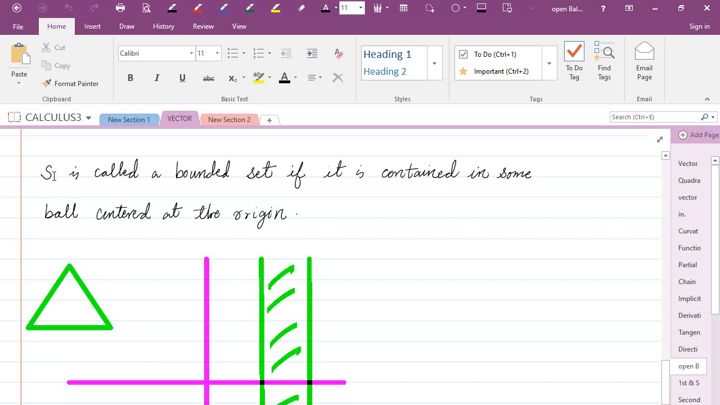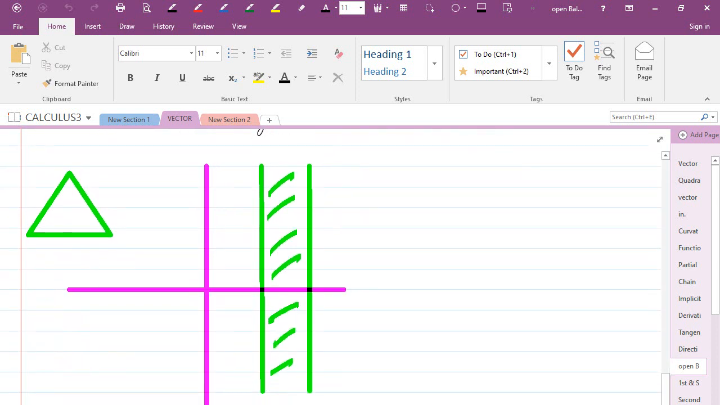So what it simply means is that the distance between the origin and the points in S is bounded, right? The distance between points in S and the origin is bounded. So in my examples here, the triangular region, the set is all the points on the triangle and inside of the triangle. So this is a bounded set because we can always enclose it in a big circle centered at the origin.